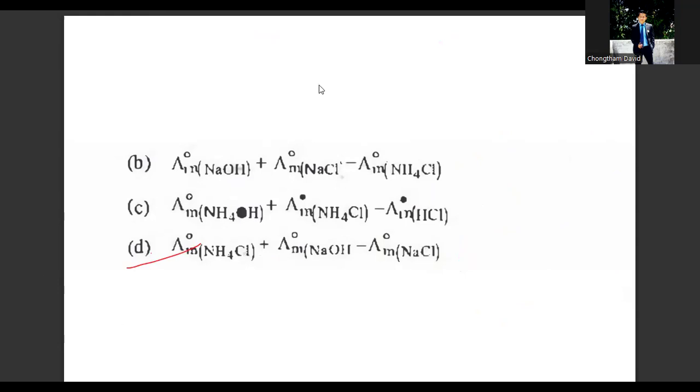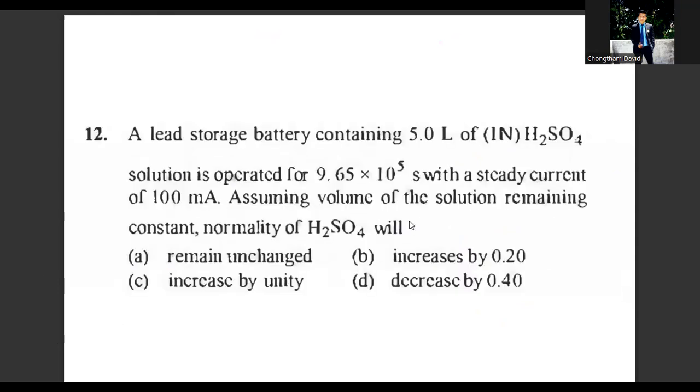Question number 12. A lead battery containing 5 liter N by 10 sulfuric acid solution is operated for 9.65 into 10 to the power 5 seconds with a steady current of 100 milliampere. Assume the volume of the solution remains constant. The normality of sulfuric acid would be? So basically, this is the general principle you have to obey.